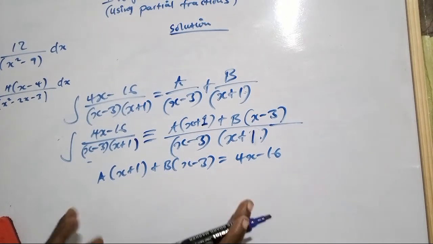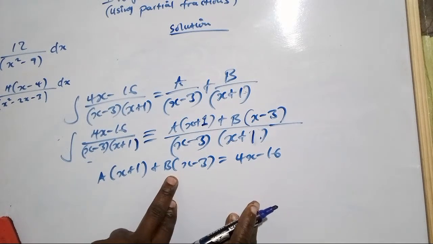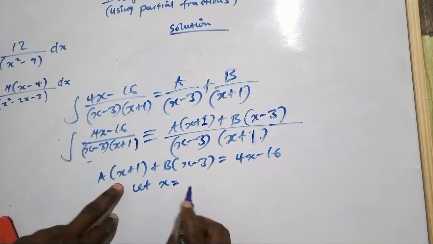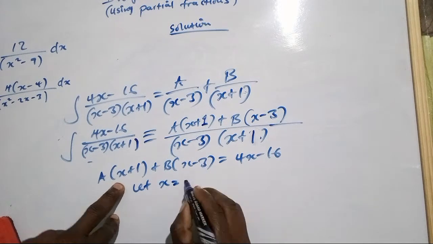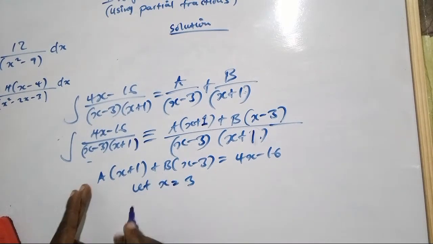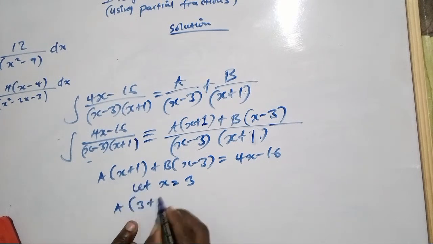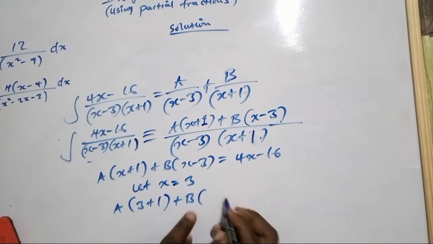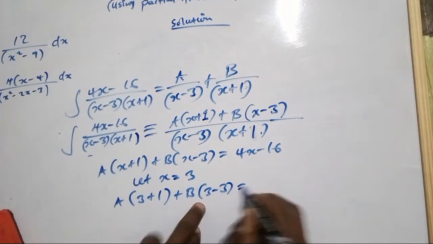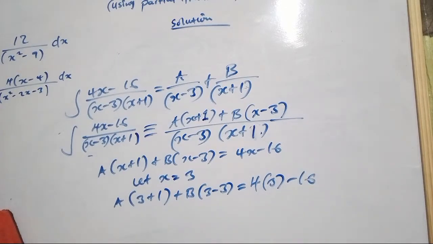Then here now, this is where you let one of the letters A and B be equal to 0. So let x be equal to 3, so that B becomes 0. In which here we're going to substitute: A open bracket, where there's x we have 3 plus 1, then plus B open bracket, where there's x we have 3 minus 3, which is equal to 4, where there's x we have 3, minus 16.